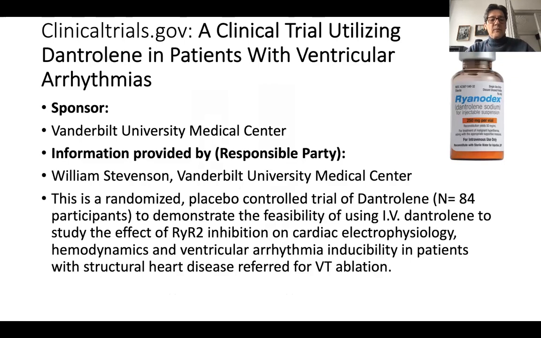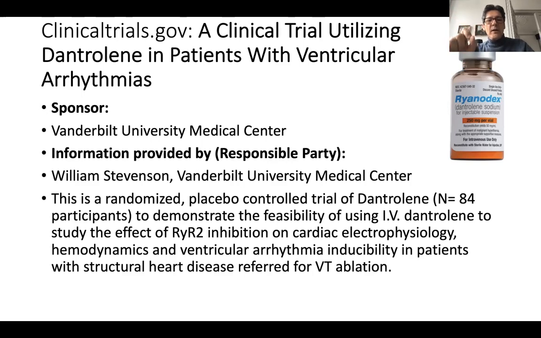So also the Vanderbilt group, under the lead of Bill Stevenson and under a project that also includes our colleague Bjorn Knollmann, has been studying the possibility of using dantrolene. Dantrolene is an approved drug for IV injection. It is a very powerful blocker of ryanodine receptors, both the skeletal muscle and the heart muscle ryanodine receptor. And because of its powerful effect on the skeletal muscle ryanodine receptor, it is used as an emergency drug in a condition called malignant hyperthermia.